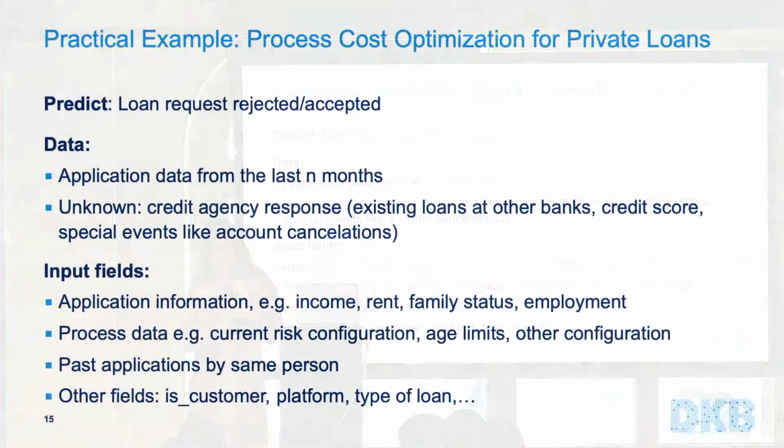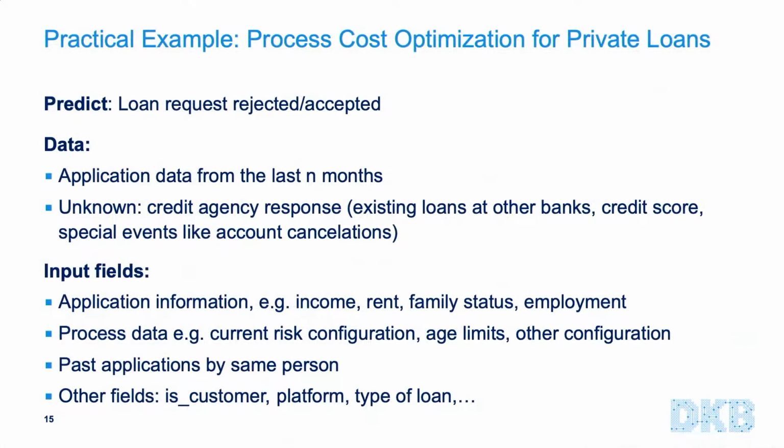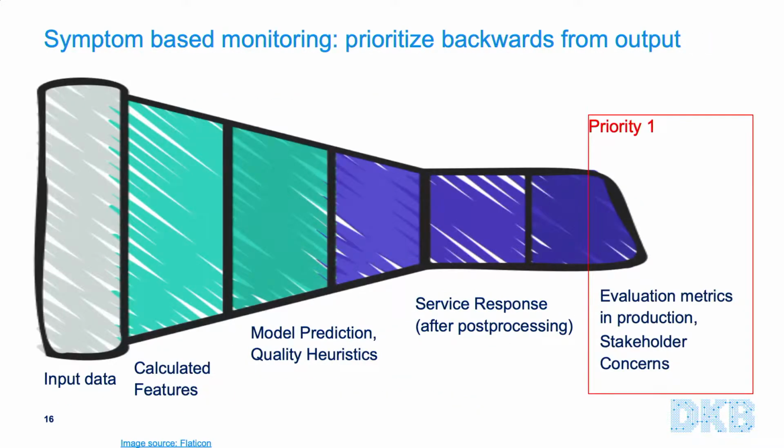Okay, so in this practical example, what is the input? We have some data from the last months: the application data, the process data, your current risk configuration, past applications from the same person, and some other fields, the platform they came from, etc. So what do we actually do with this now?